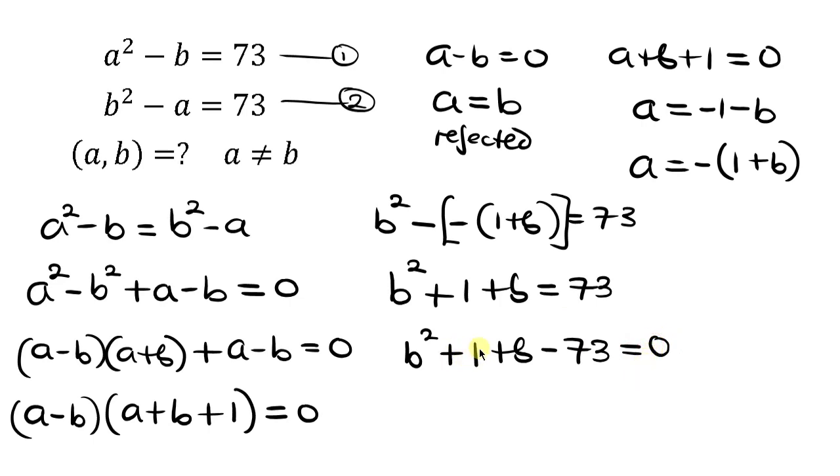Now let's add this and this. So we have b squared plus b. Now plus 1 minus 73, I'm going to be having negative 72, and this is equal to 0. Now notice that we have a quadratic equation to work with. Let's continue on the next slide.